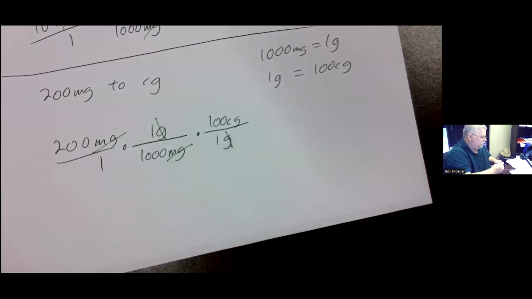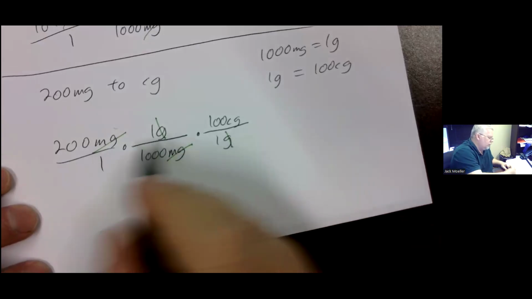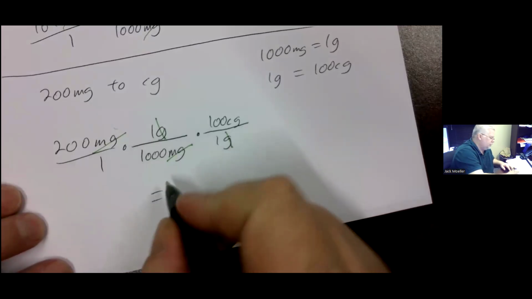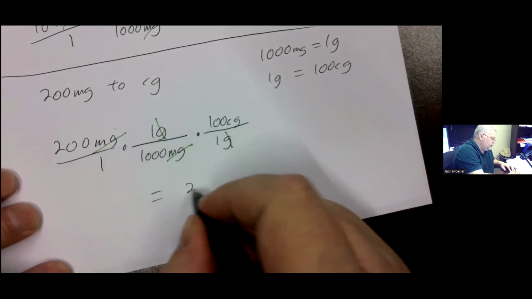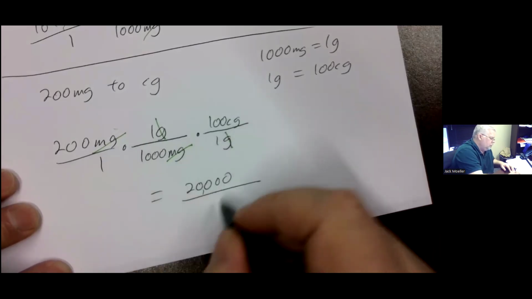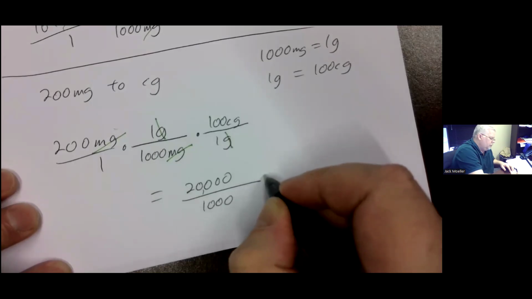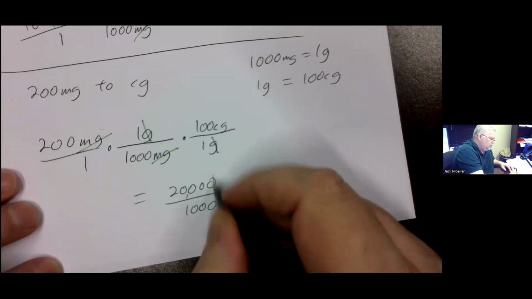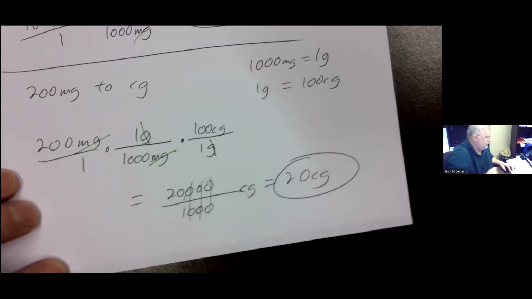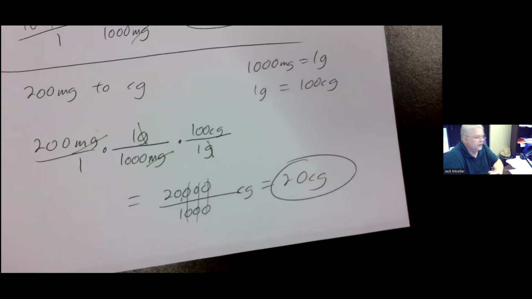Now, this is again where I recommend multiply everything on top, multiply everything on bottom, do the division last. So 200 times 100 is 20,000 divided by 1,000. That would be 20 centigrams. So 200 milligrams is 20 centigrams.